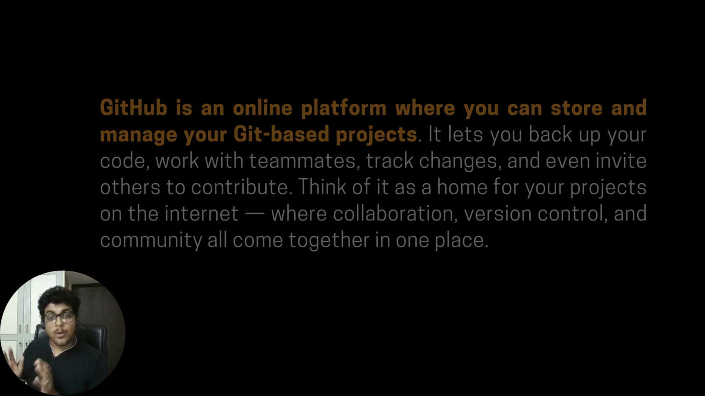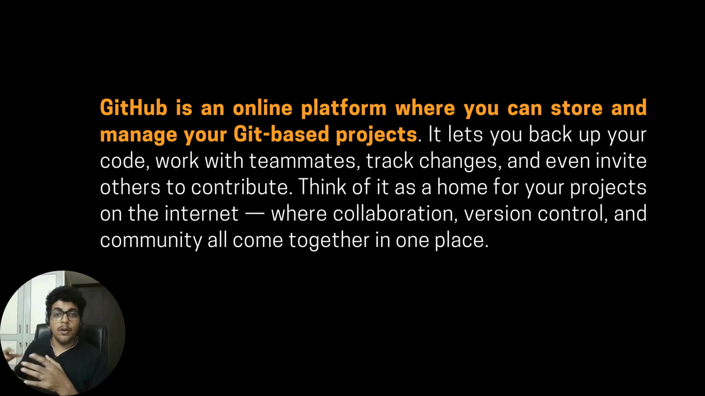GitHub is actually a code hosting platform, sort of like a Dropbox or Google Drive, but made specifically for code. It takes your Git tracked project and gives it a home on the internet. But it's not just storage, it's more of a collaboration hub. Once your code is on GitHub, you can access it from anywhere, invite teammates to collaborate, and open it up to the broader developer community. People can follow your progress, leave feedback, or even contribute directly to your project.